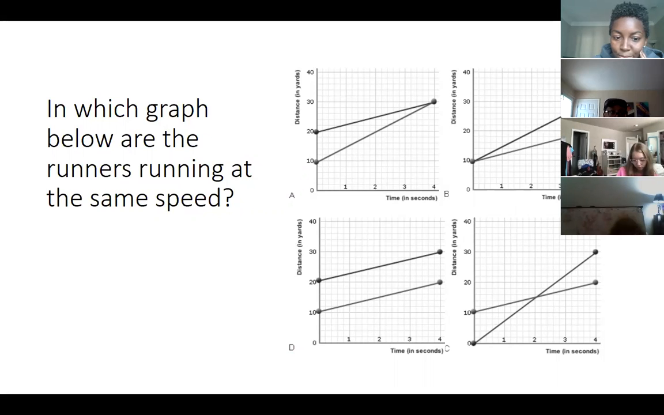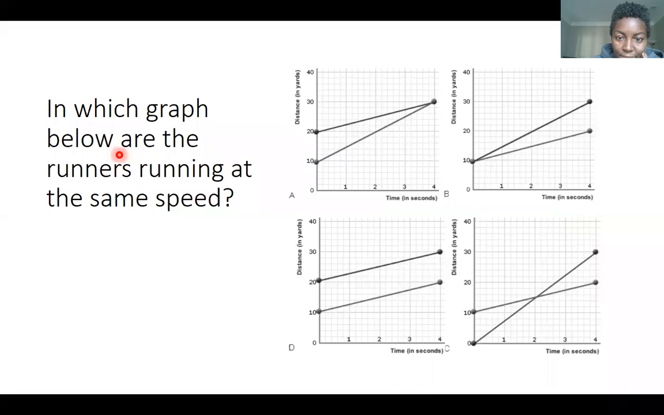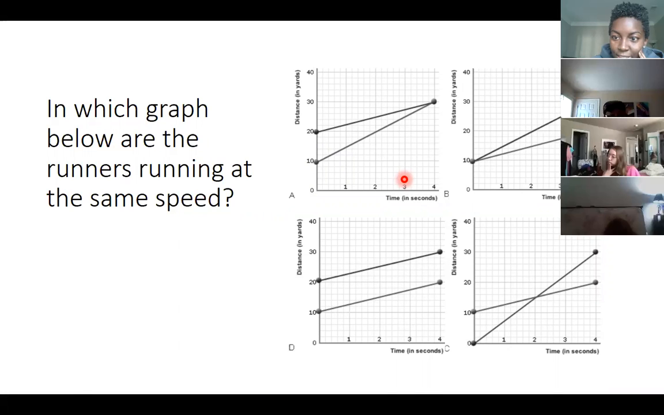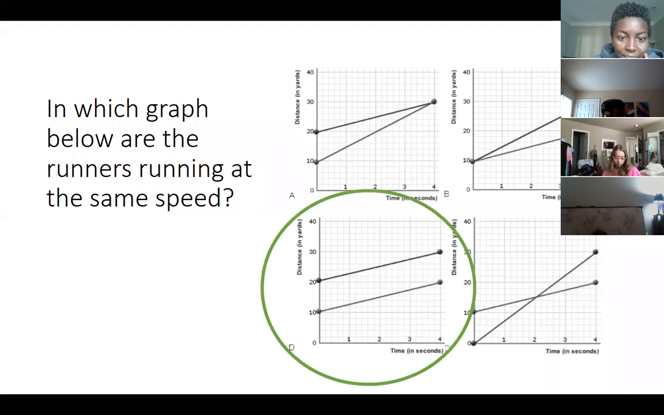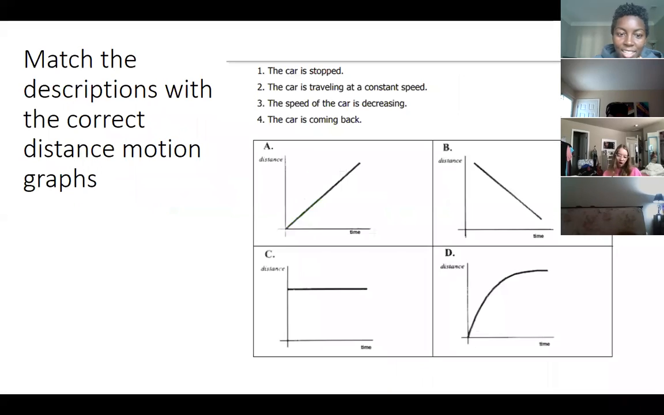Okay. Oh, hold on. Let me trying to switch my thing here. There we go. All right, great. Runner D. Here we go, next slide. All right, let's look at these.